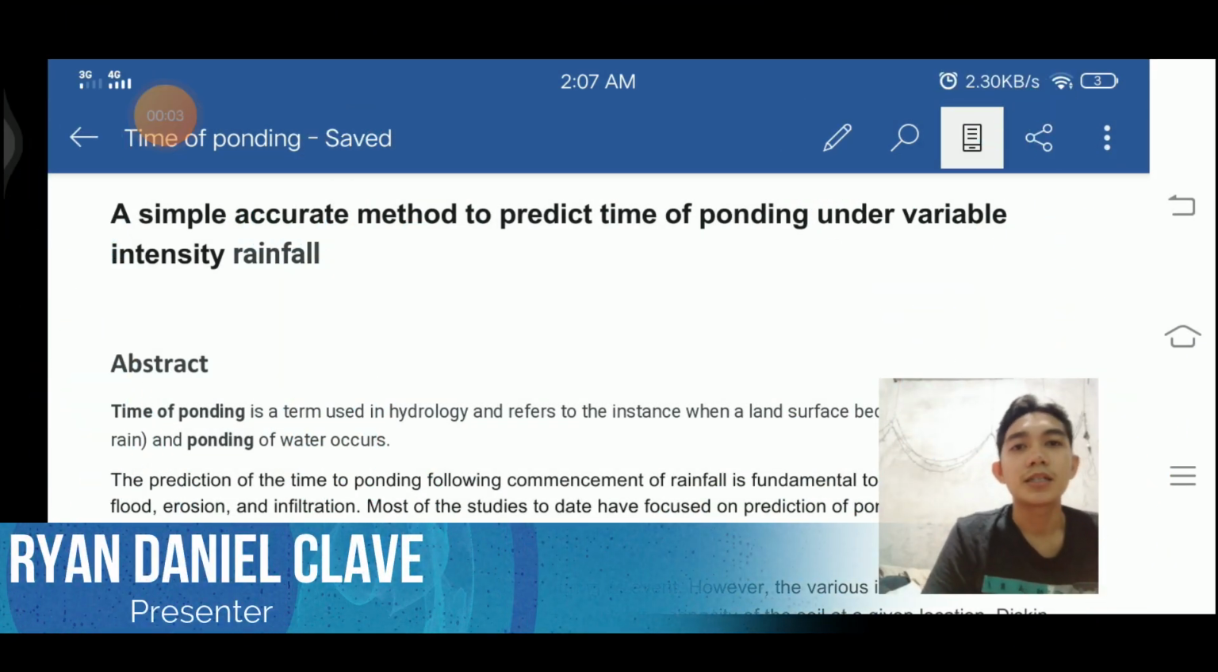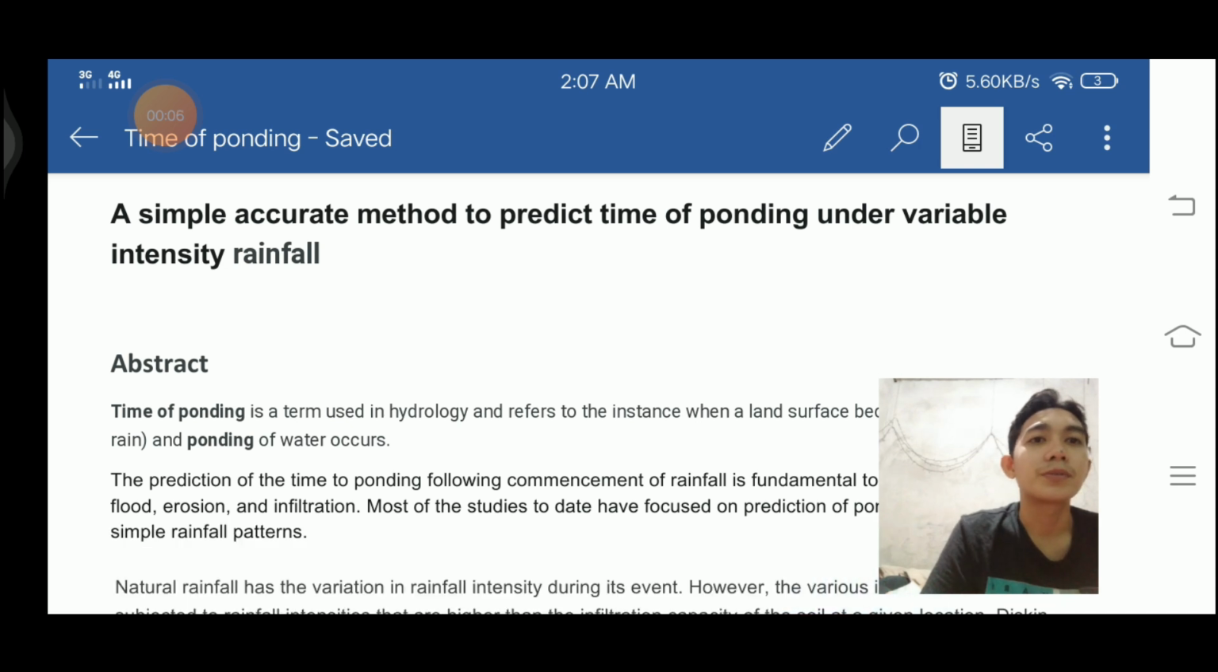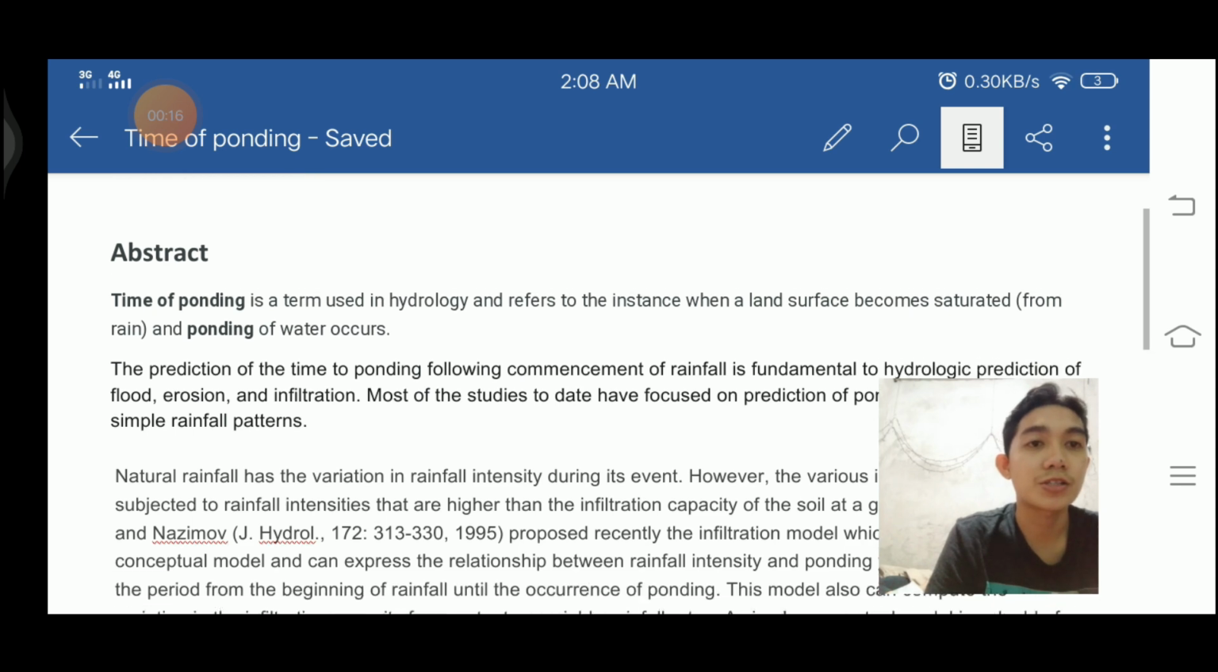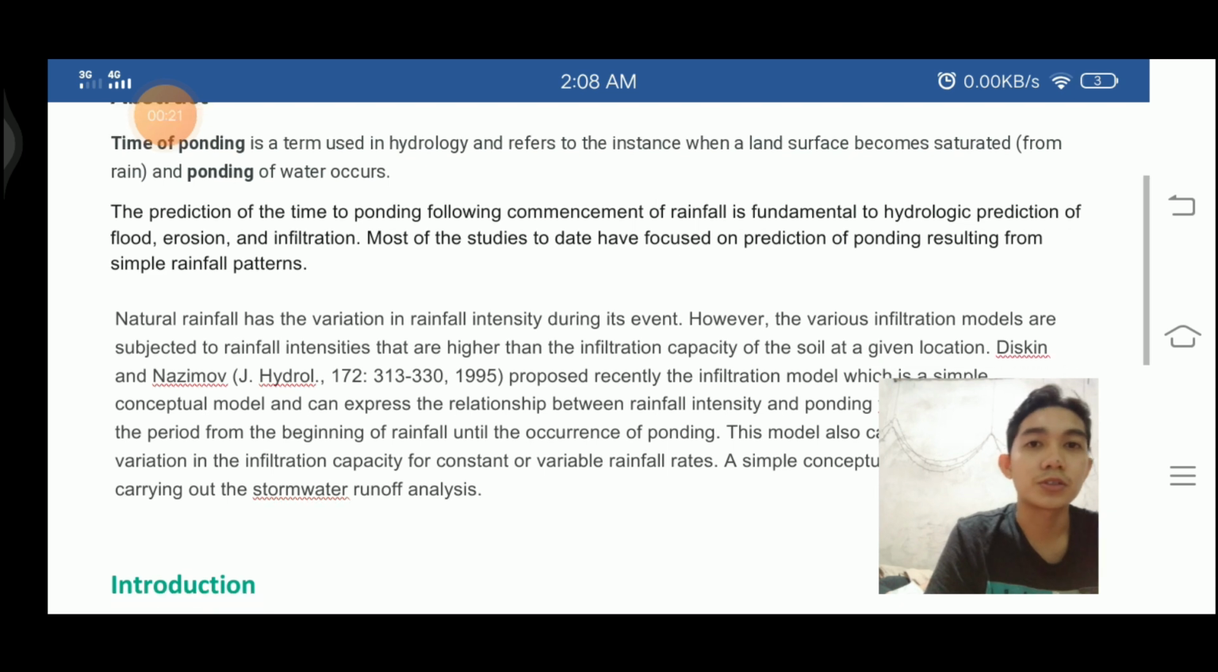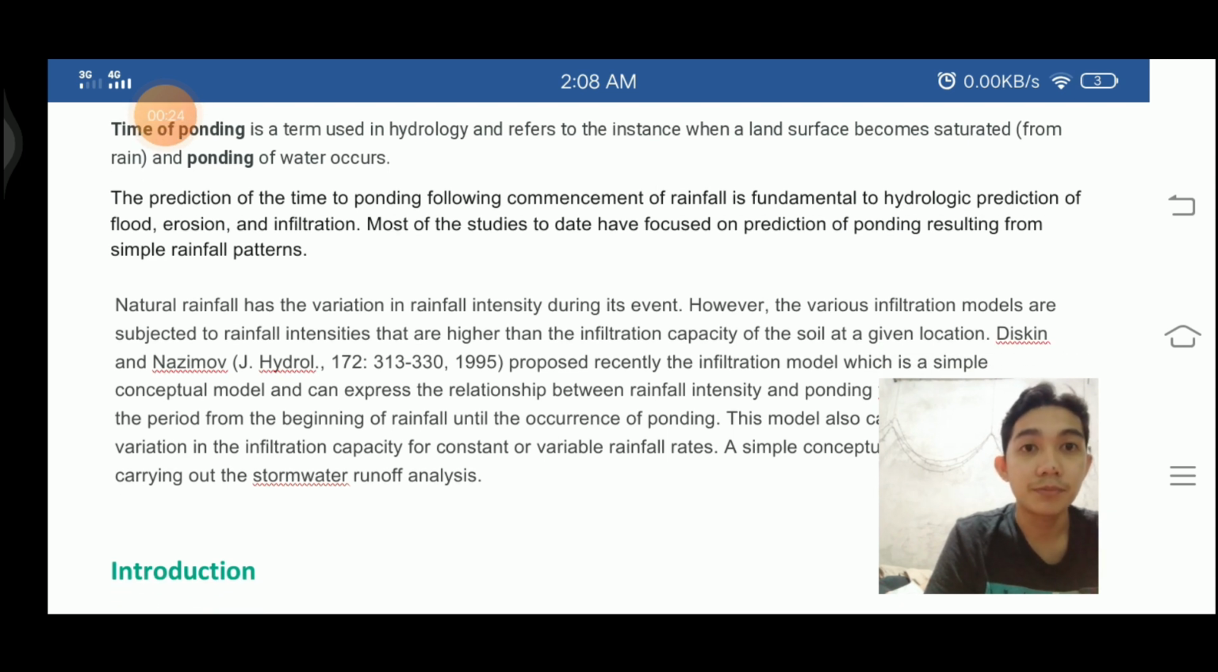Ponding time: a simple, accurate method to predict time of ponding under variable intensity rainfall. So what is time of ponding? Time of ponding is a term used in hydrology and refers to the instance when the land surface becomes saturated from rain and ponding of water occurs. The prediction of the time to ponding following commencement of rainfall is fundamental to hydrology prediction of flood, erosion, and infiltration. Most of the studies to date have focused on prediction of ponding resulting from simple rainfall patterns.